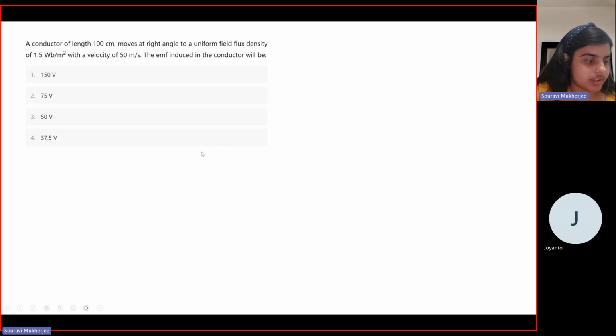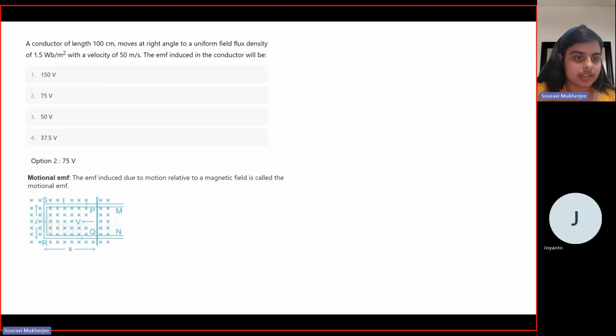Now, based on what we had discussed till now, this is a question which says that you have a conductor of a given length. It moves at right angle to a uniform magnetic field with a given flux density and field intensity, and you have a velocity of 50 meters per second. So what is the induced EMF in the conductor? This is a pretty standard, straightforward question where you have to use your concepts of motional EMF we just discussed, right? So the answer would be 75. Let's see how we get there.